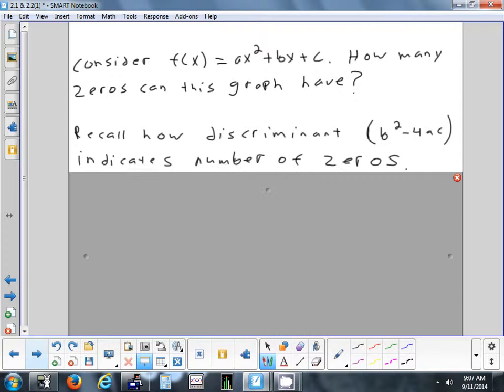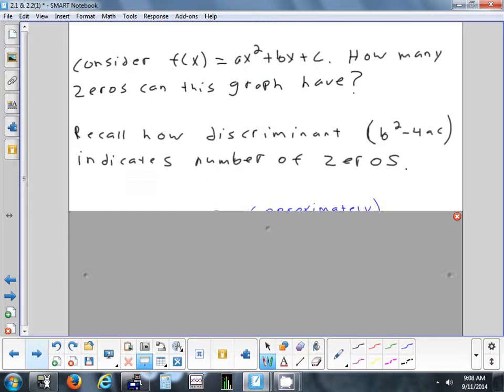How does the discriminant tell you how many roots there are? There are 3 different conditions. Anybody tell me one of the 3? If b squared minus 4ac comes out what, then there's a certain number of zeros. Nick? If it comes out less than 0, then there's 0. If it equals 0, there's 1. If it's greater than 0, then there's 2. So b squared minus 4ac comes out negative, no roots. Comes out 0, 1 root. Comes out positive, 2 roots.